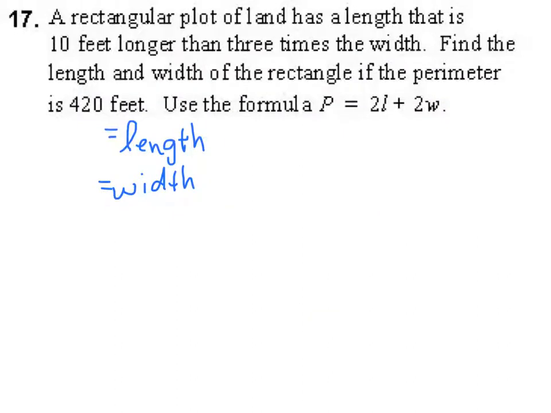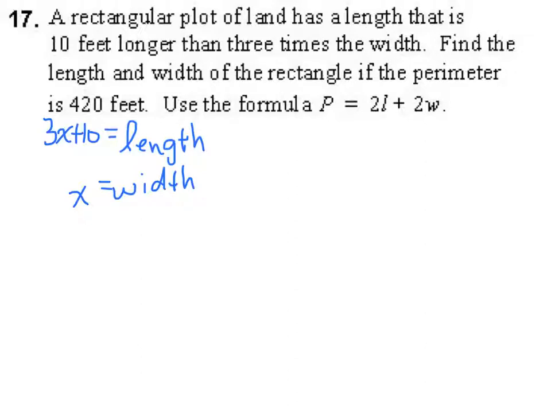A rectangular plot of land has a length that is 10 feet longer than 3 times the width. Find the length and width of the rectangle. If the perimeter is 420 feet, use the formula P equals 2L plus 2W. Okay, so if I let my width be x, the length, they said, is 10 feet longer than 3 times the width. So 3 times the width would be 3x, and 10 feet longer than that is plus 10.